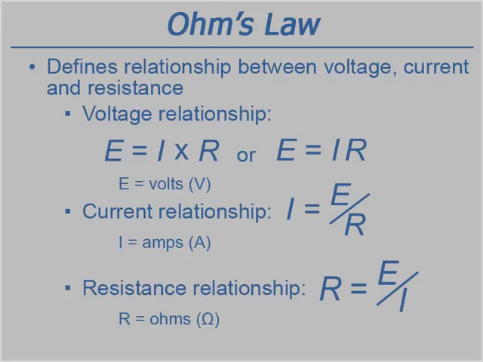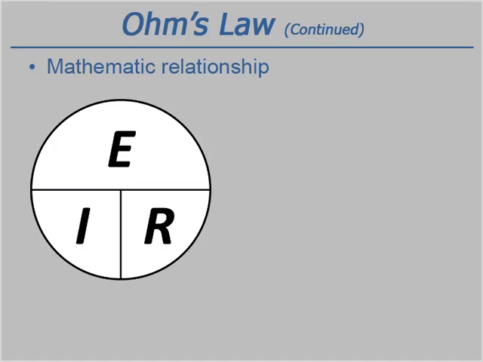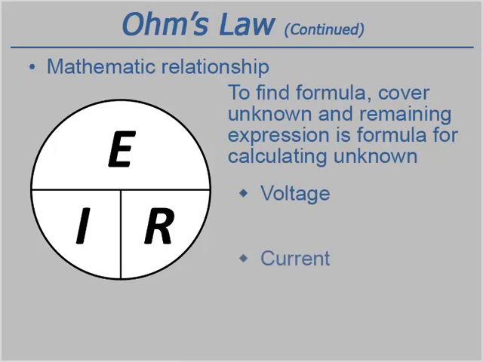If any 2 of the values in Ohm's law are known, the third value can be calculated using one of the 3 formulas. The mathematical relationship can also be shown as a circle divided and labeled as shown on this slide. To find the Ohm's law formula for voltage, current, or resistance, cover the unknown in the circle, and the remaining expression will be the formula for calculating the unknown.